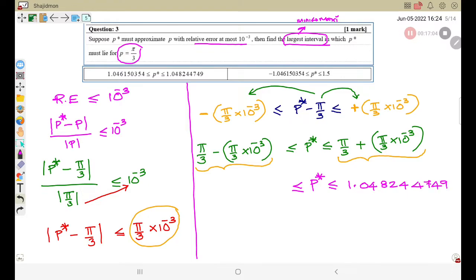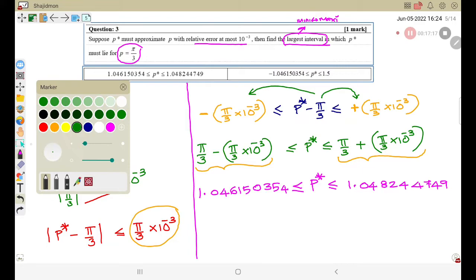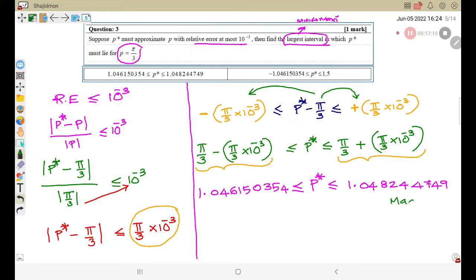The maximum is 1.04824449. The minimum side you will get 1.046150354. So this is the P star interval: this is the maximum value of P star and this is the minimum value of P star. So you can check the answer here, what will be the correct one. The first answer is the correct one, this is the correct choice. I hope you understood this question.